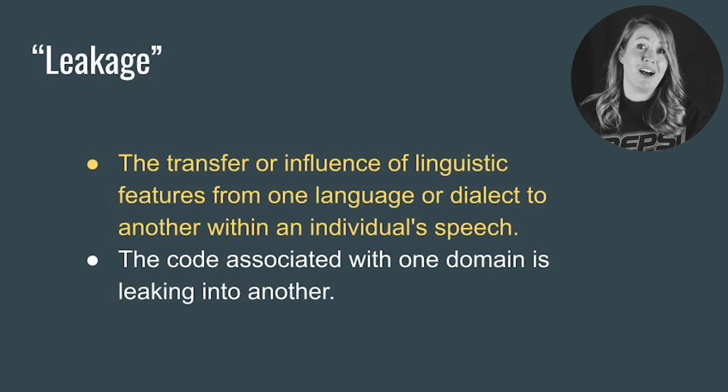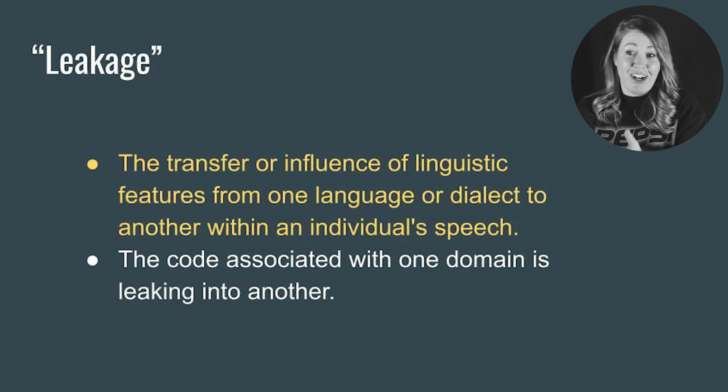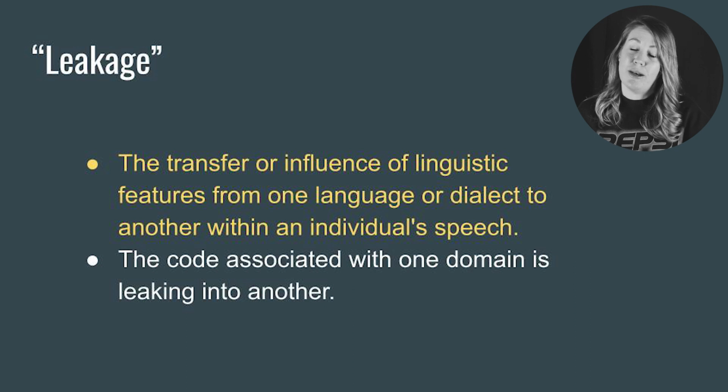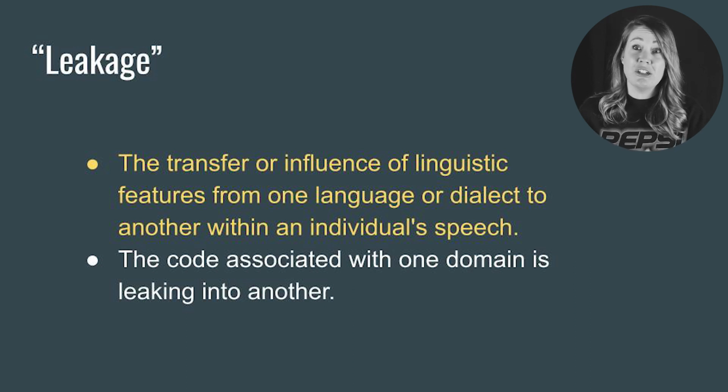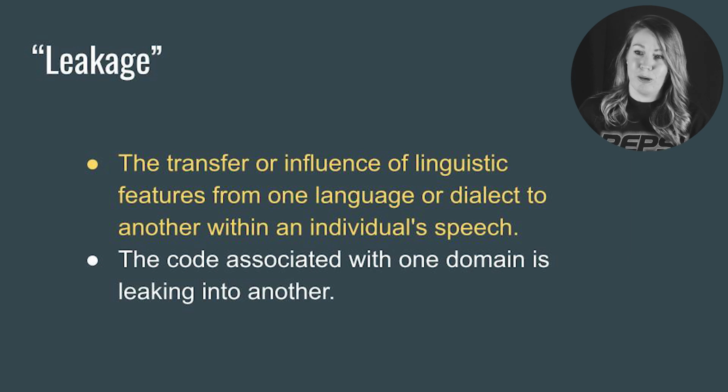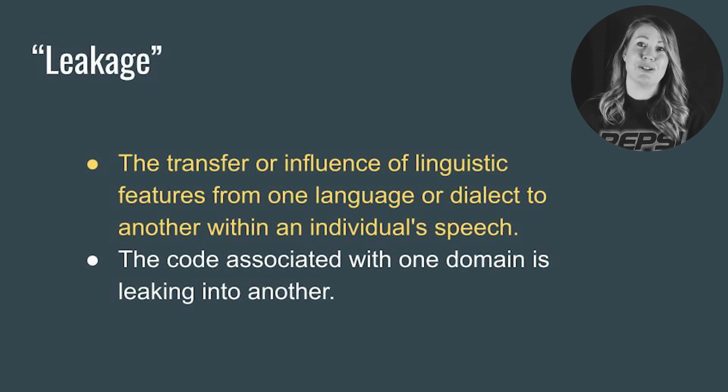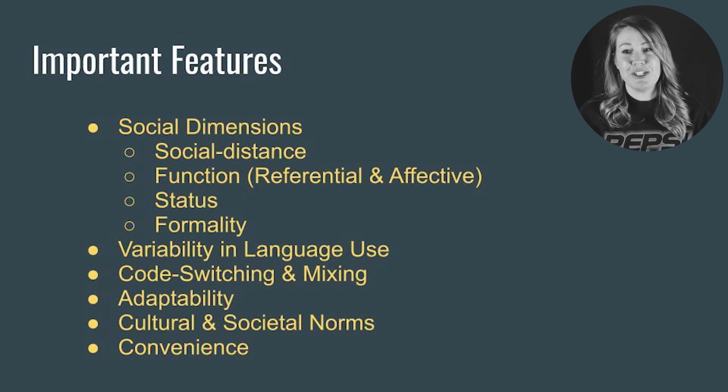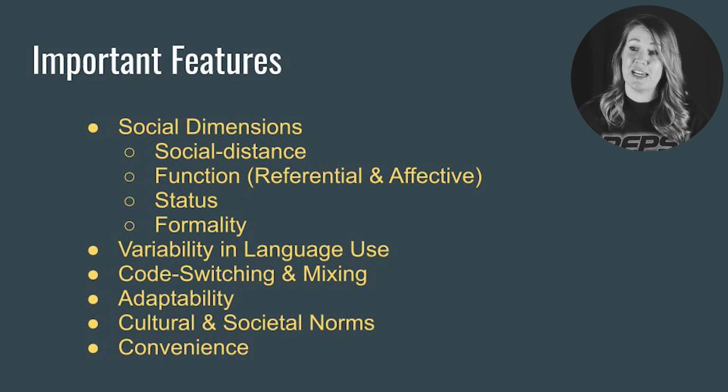Now, one final comment on leakage. Leakage in sociolinguistics refers to basically the unintentional transfer of linguistic features from one language or dialect to another, often occurring without conscious choice. In contrast, code switching, which we'll get to briefly in this video and more so in another video, involves the intentional and conscious alternation between two or more languages or varieties within a single conversation or discussion. Understanding the domains of language use in sociolinguistics involves recognizing several important features that shape language choices in different social or situational contexts. So here are some key features to consider.